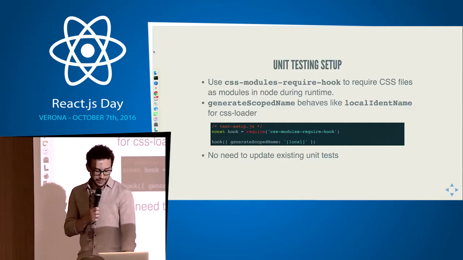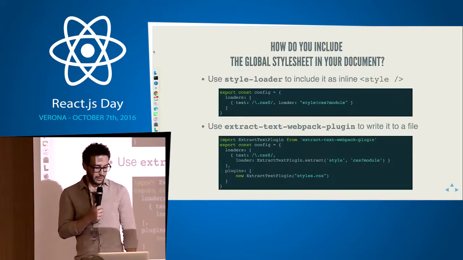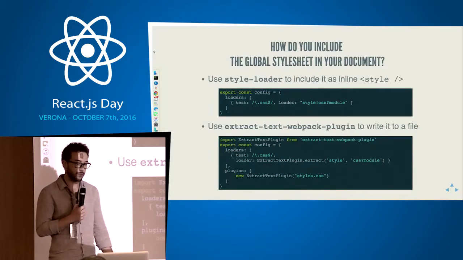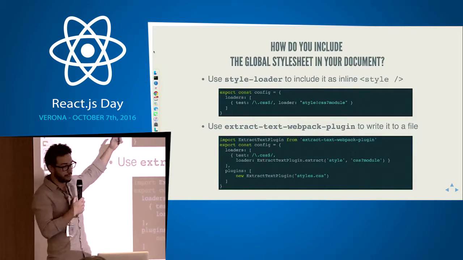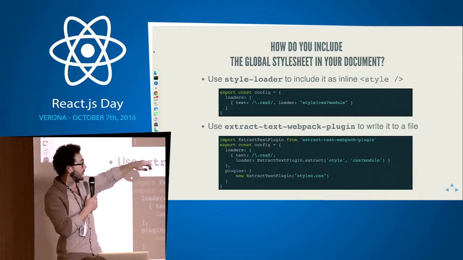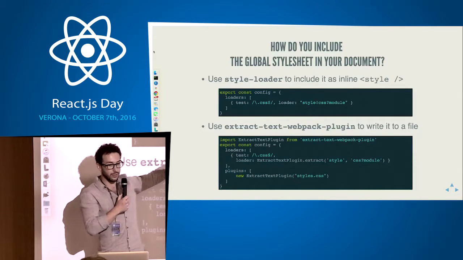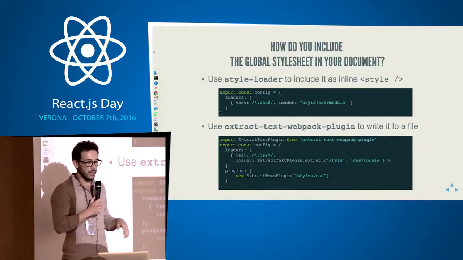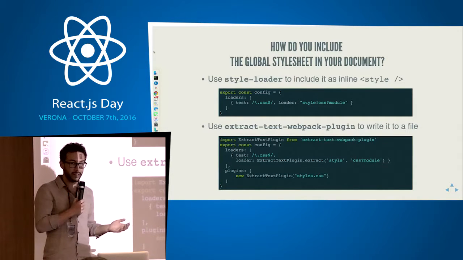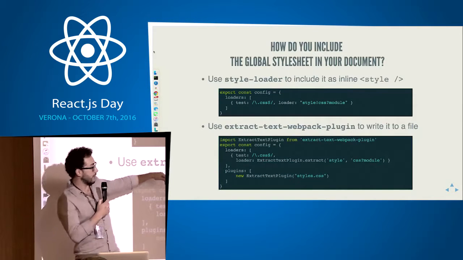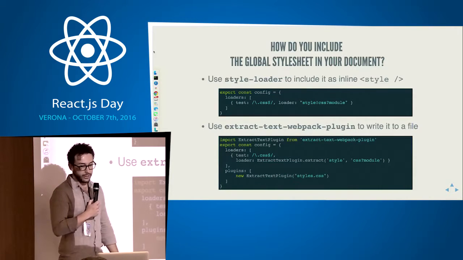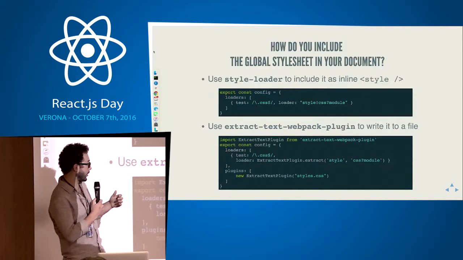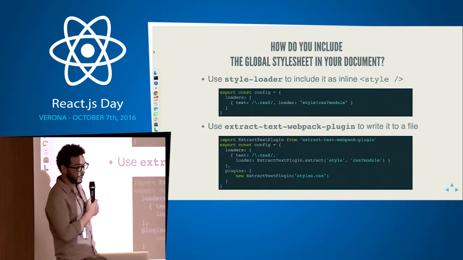And so the last missing piece is how do we actually get our style sheet into our document in the end? And the answer is style loader for Webpack. And you just prepend it to your CSS loader, and then everything gets rendered as an inline style in the head of the document. And if you actually want to get a CSS file out of it in the end, you can use the extract text Webpack plugin, which scrapes all the styles from the document and actually writes it to a CSS file.